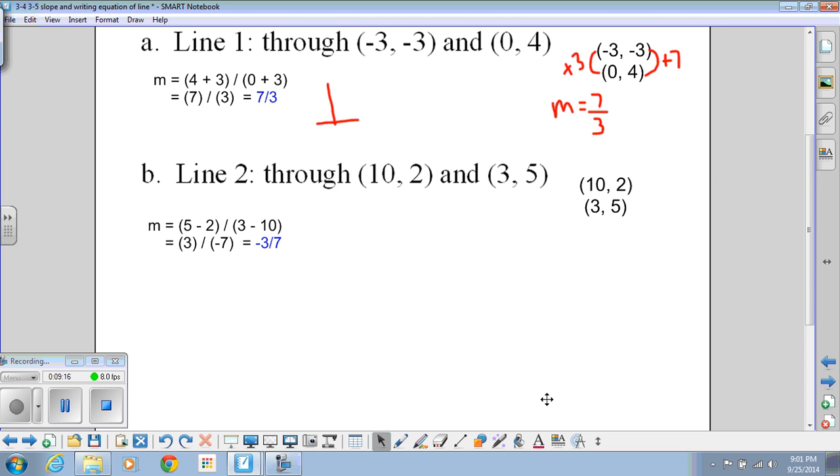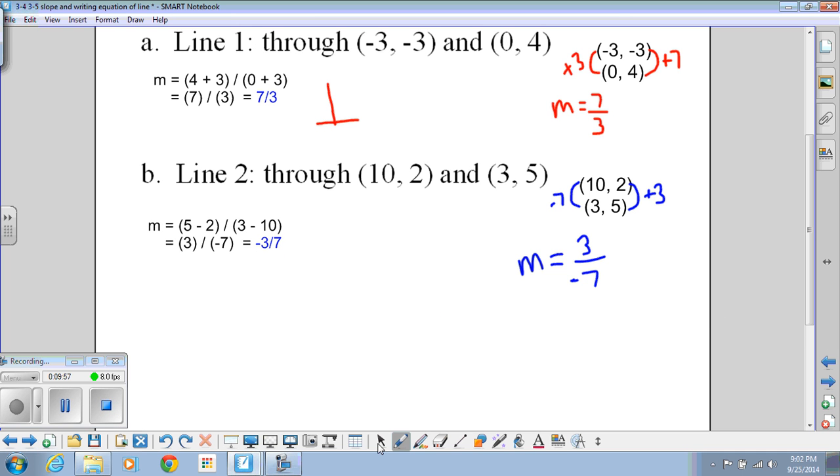And again, just in case you want to see this one more time, to get from 2 to 5, that's adding 3. And to get from 10 to 3, that's subtracting 7. So that slope would be my rise over run. My rise is 3. My run is -7. Now remember, with negative slopes, it doesn't matter if the negative goes in the numerator, the denominator, or out in front. They all mean the same thing. So whether I put the negative with the 7, or the negative with the 3, it means the same thing.